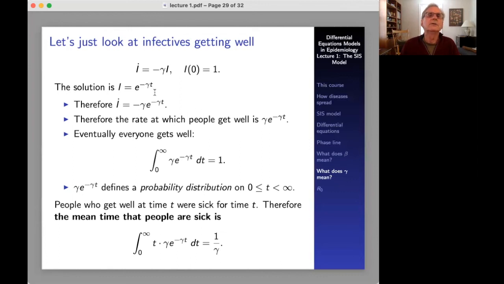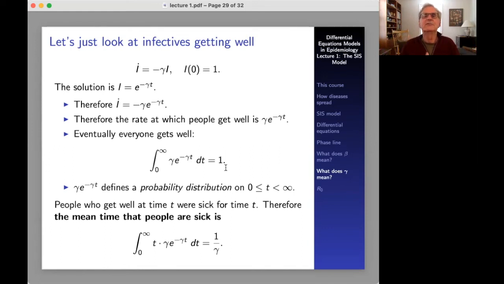So you can notice right away that I goes to 0 as time goes to infinity. That's because everybody eventually gets well and the infected population decreases towards 0. I dot is minus gamma, e to the minus gamma t. It's negative because I is decreasing as people get well. The rate at which people get well is the opposite of this. It's gamma e to the minus gamma t. It's positive because the well population is increasing. In fact, if you integrate this derivative from time 0 to time infinity, you will just get 1.